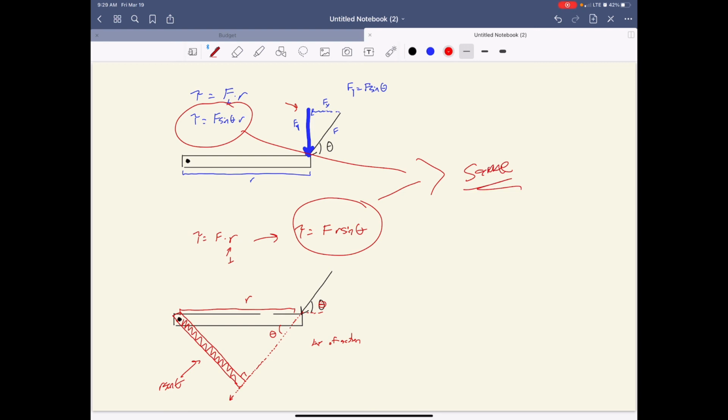But again, it never made sense to me to do it the red way when the blue way above just seems more natural. Anyways, that's just a quick video to show you the difference between the two ways to calculate torque, and I would highly recommend the blue way.